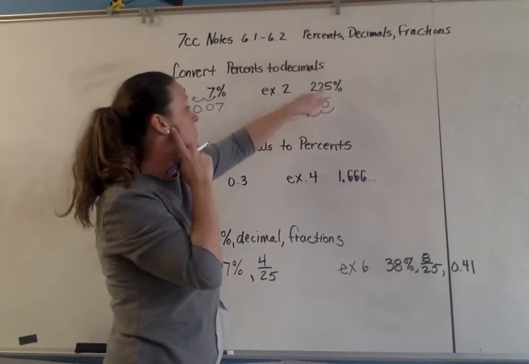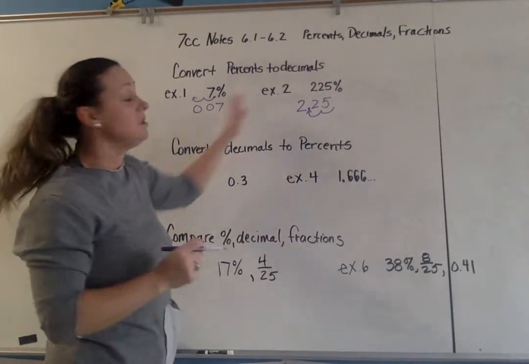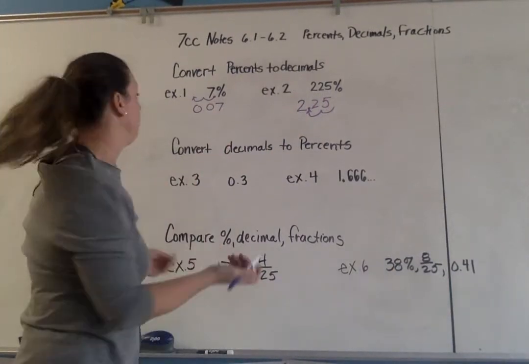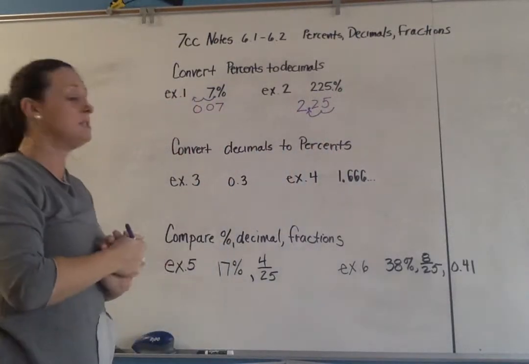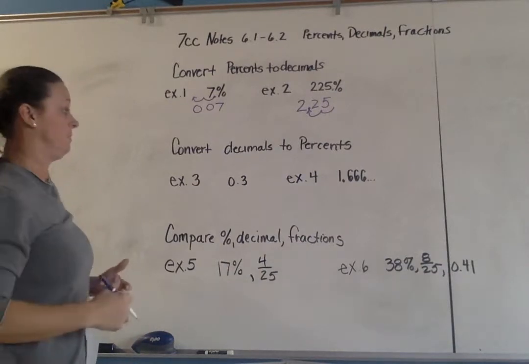So I'm moving my decimal point 2 places again to the left. Regardless of what numbers are listed there, you find the location of the decimal point, which is behind the original number, and move it 2 places to the left. And you've got to remember that a percent is always out of 100.